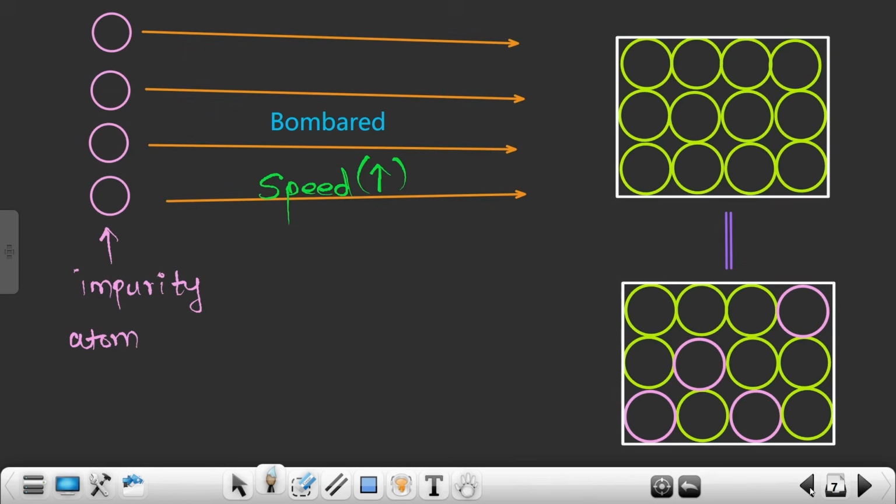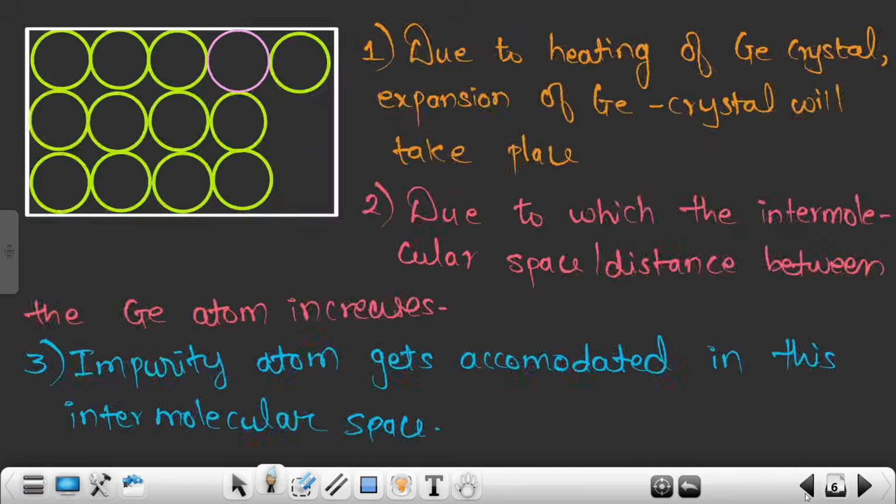So this was the overall idea, and you can look over here. See, as soon as it strikes at this particular point, it replaces the germanium atom. Why? Because the atoms striking the germanium crystal have very high speed, so obviously it will create a certain impact. Due to this the germanium atom will be ejected from the germanium crystal, and the impurity atom will take its place. So this is the overall idea of the entire concept.